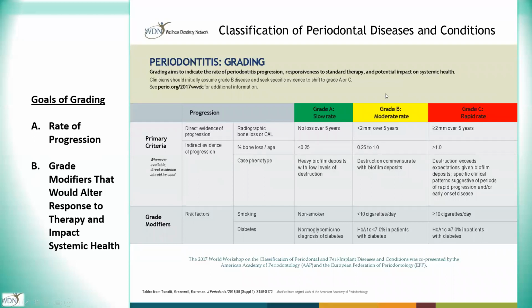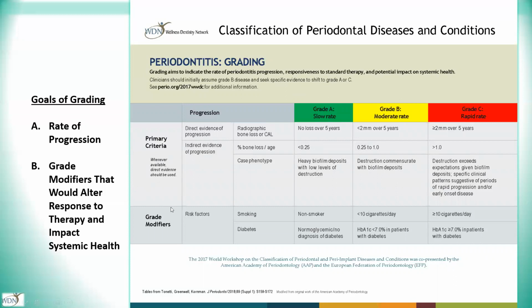We're going to assume most people are going to be grade B, which is destruction commensurate with biofilm deposits. And then you might have some people that really don't show much biofilm on the teeth, but they really break down quickly. These are grade C patients. So everybody gets a grade A, B, or C. But the interesting thing is, as a clinician, we should initially assume grade B and seek specific evidence to prove otherwise, either grade A or grade C. So grading is really just like in school. You get an A, B, or C. It has to do with rate of progression.